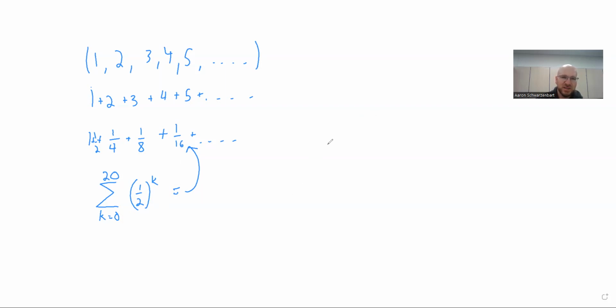So in general, with sigma, you have k equals, could be 1, could be 2, could be 0. You can't start at 0 if you're going to have a denominator that would potentially be 0. And it equals some value up here. And then you have some formula here. Okay.